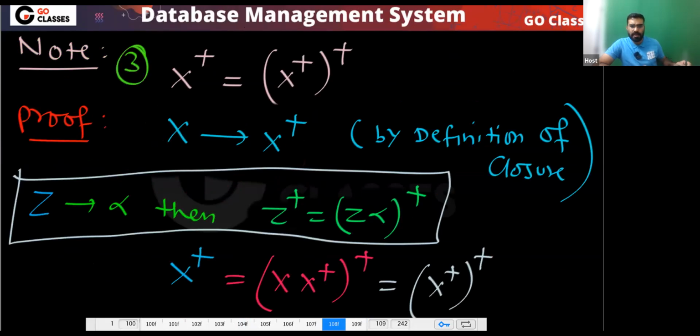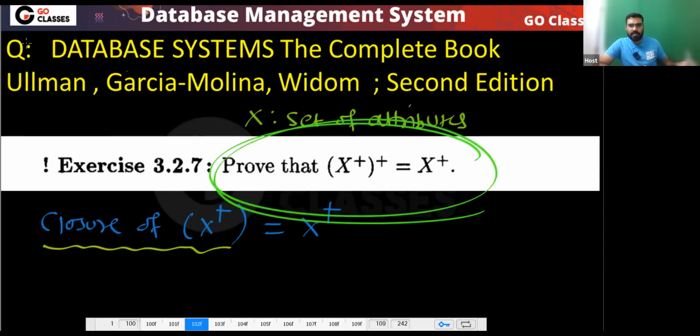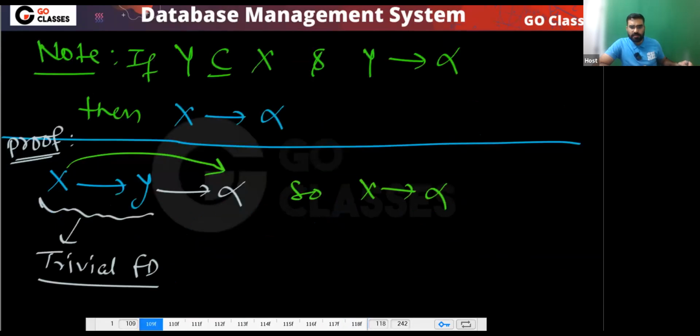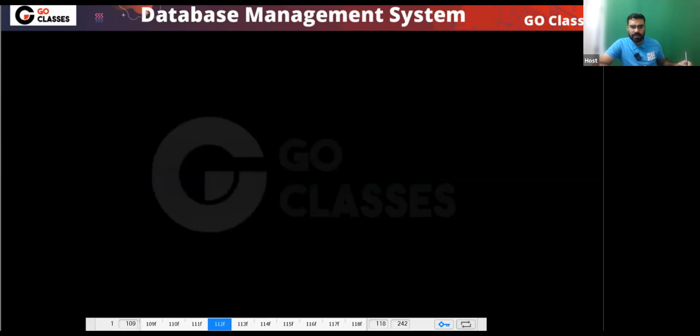Is this question clear to everyone? Prove that the closure of X closure will be equal to X closure. Have you seen this property anywhere, in some other subject?